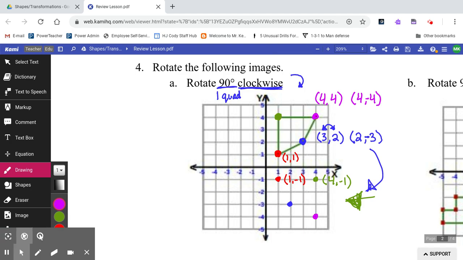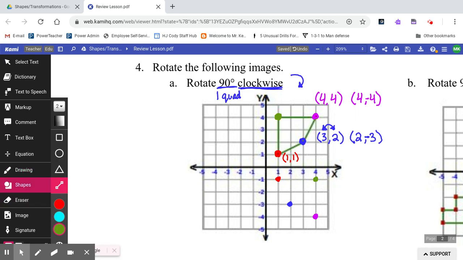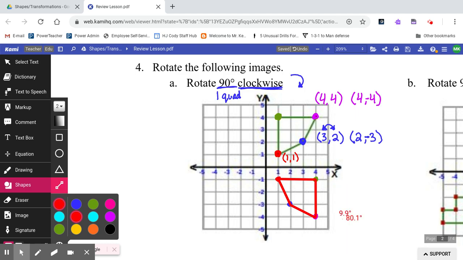So after you rotated this image, whether you used my way, the kind of mathy way, or the paper way where you traced it, you should have got those 4 corners transferring to those 4 points. And then if you connect the dots, it should look like this. And you'll notice it's the same image, except it's just been rotated around. It looks kind of the same. It's just been spun a bit.